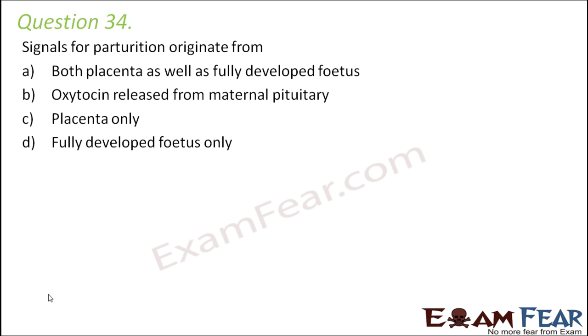Since this is the process of childbirth, the signals will originate from the fully developed fetus and also from the placenta, and this will cause mild uterine contractions, and this triggers the release of hormone oxytocin from the pituitary, because oxytocin is a hormone which is responsible for stronger uterine contractions. But the initiation of the signals of parturition will happen from the placenta as well as the fully developed fetus. Once mild uterine contraction starts, that will trigger the release of oxytocin hormone from maternal pituitary. So this would be like an effect of the first one.